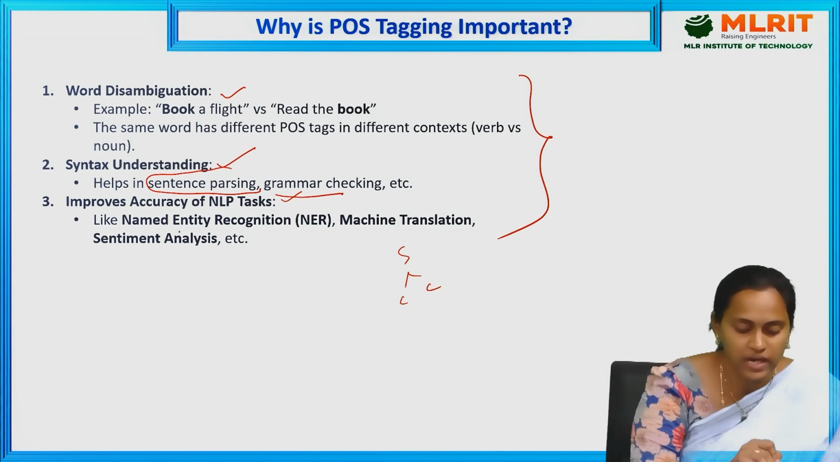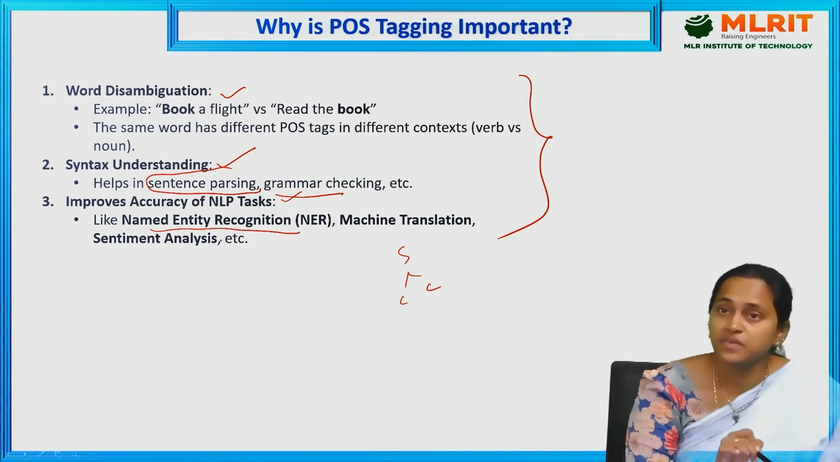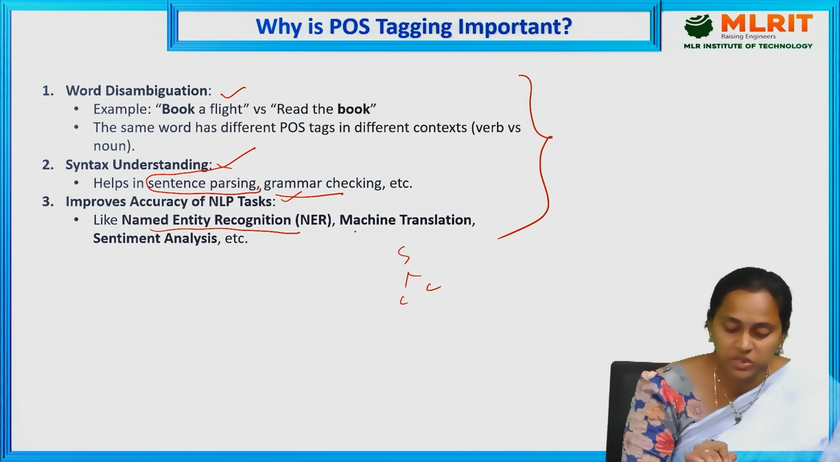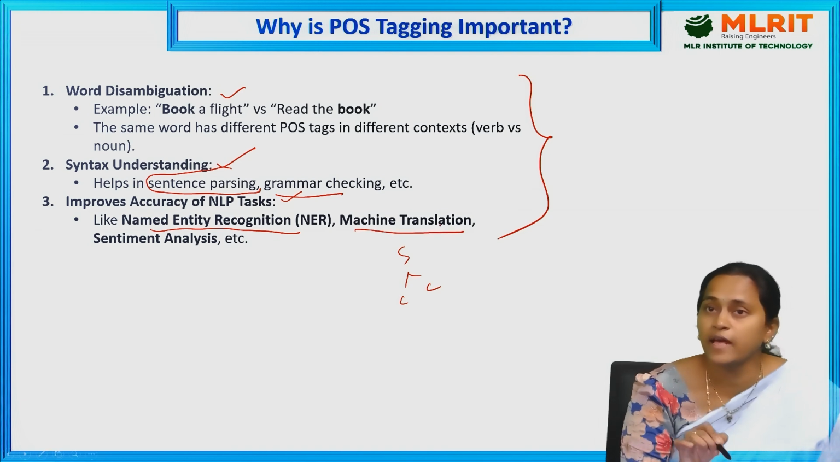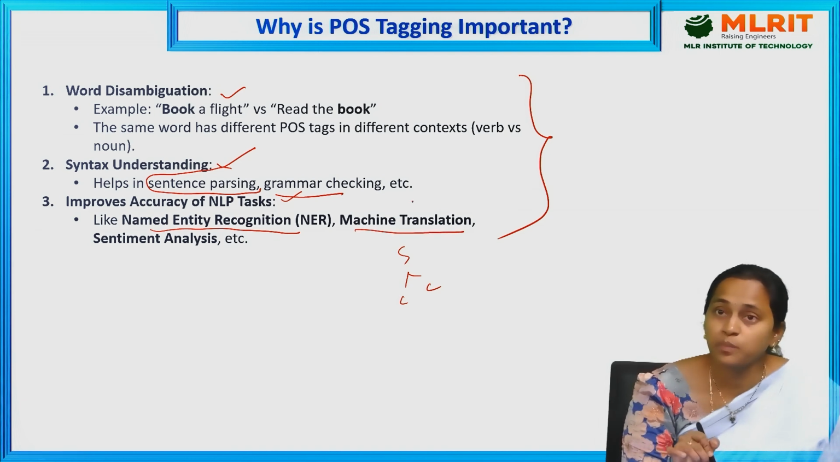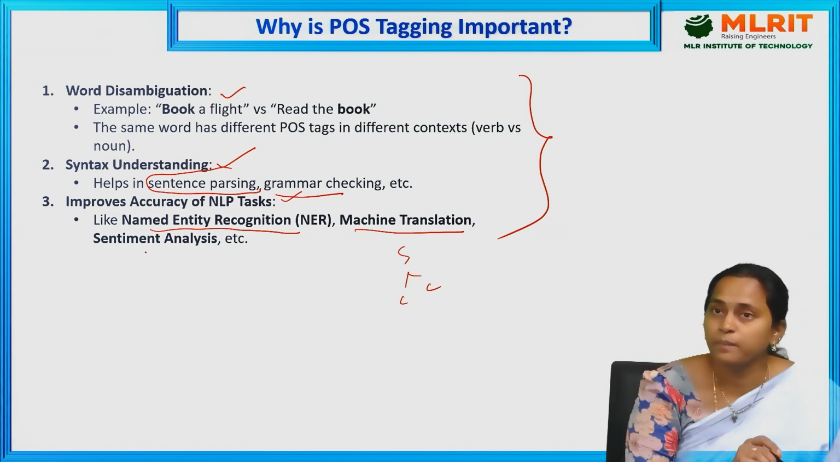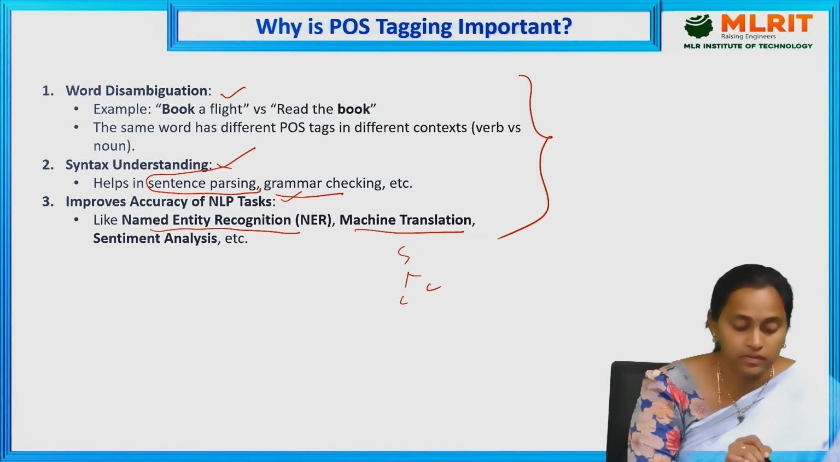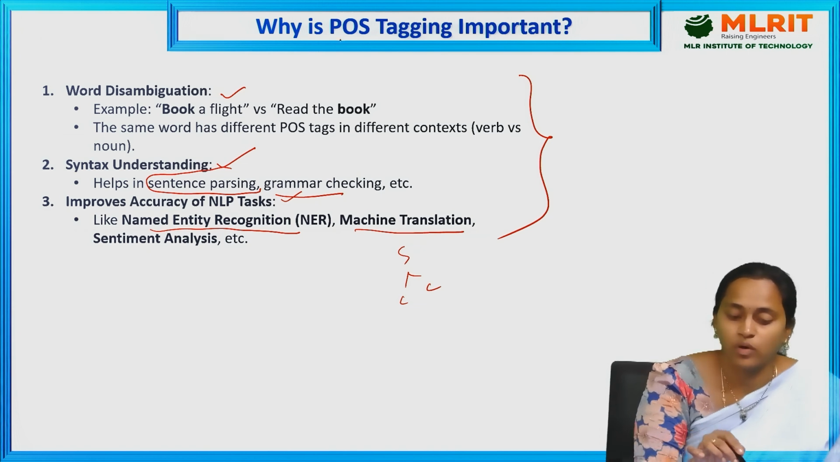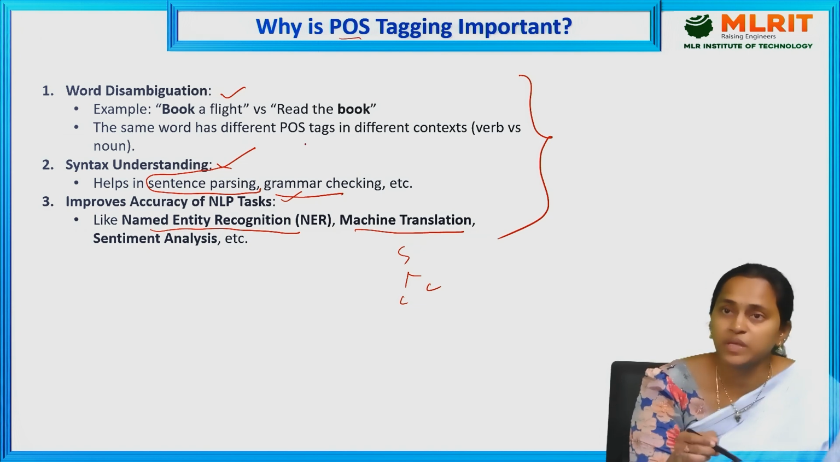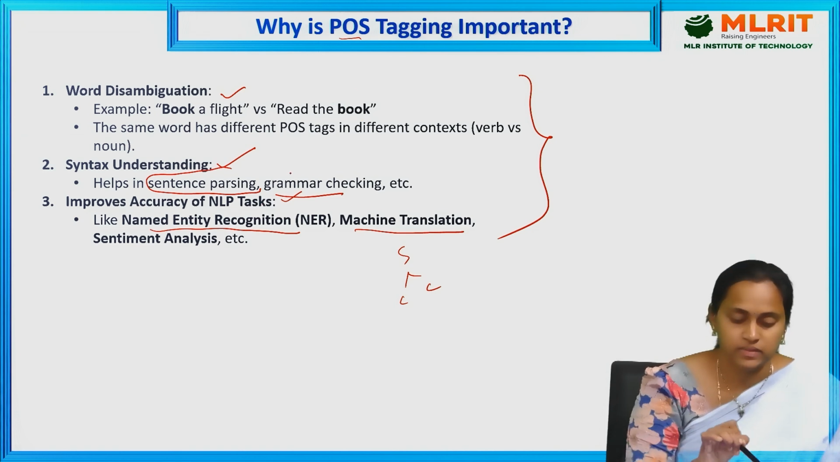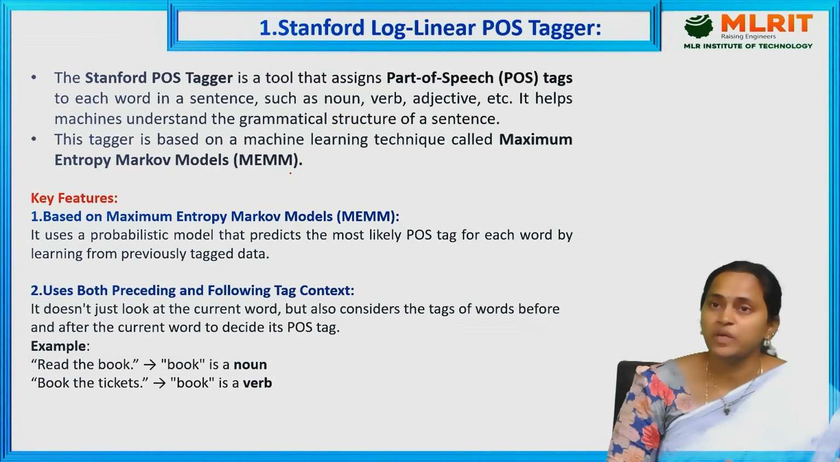POS taggers improve accuracy in named entity recognition. That means whenever we have to find a place, a person name, or other entities, we can improve the accuracy using this. And machine translation: whenever we translate from one language to another, it plays a very important role. Next, sentiment analysis: we have to find out a happy sentence or an angry sentence, so the POS tag is very important, because we assign POS tags depending on the surrounding text.